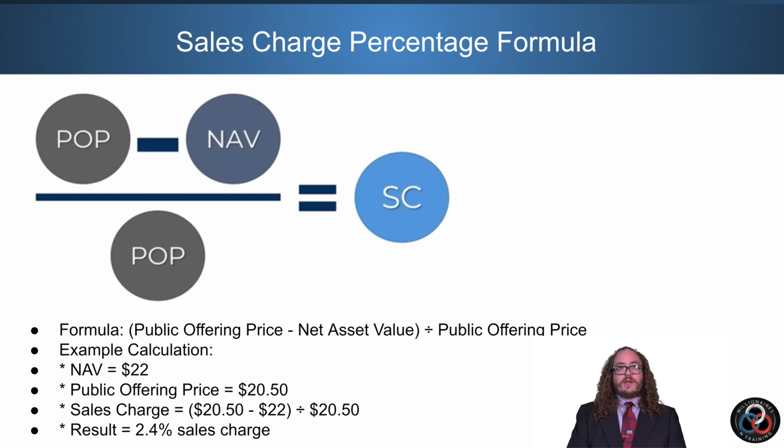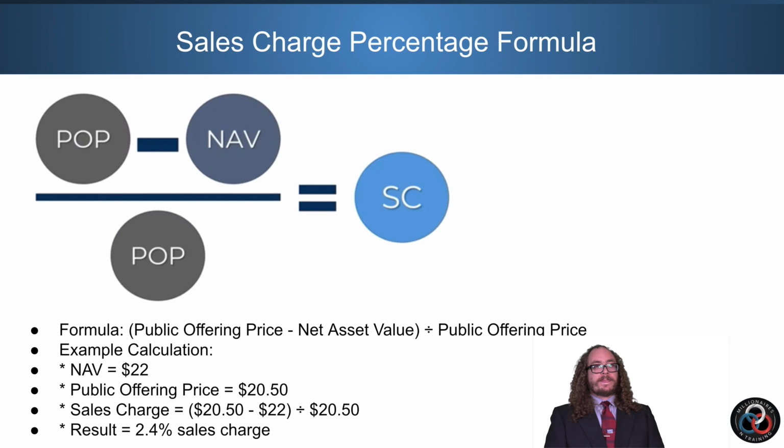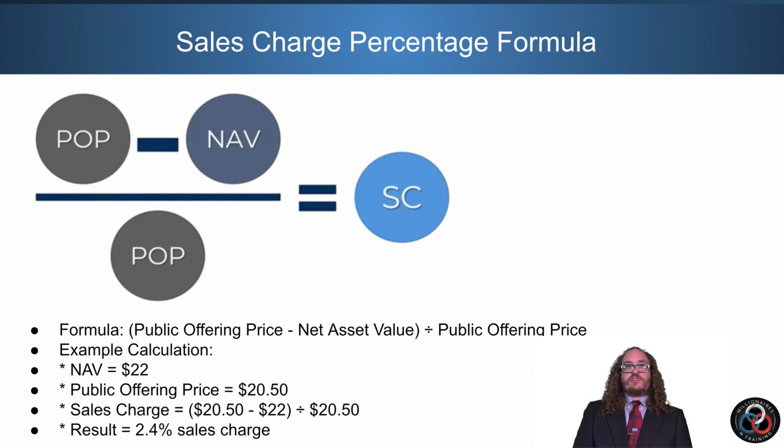Now let's talk about the sales charge percentage formula, and this is a must-know for the Series 6 exam. We're looking for that sales charge percentage, right? So if we want to find the sales charge percentage, we take the public offering price, or the POP, minus the net asset value, and then divide it by the public offering price. So what if we have an NAV of $20, and let's say we have a public offering price of $20.50. What is the sales charge percentage? Well, the offer price is $20.50, the NAV is 20, so it gives me a 50-cent difference divided by the public offering price of $20.50.